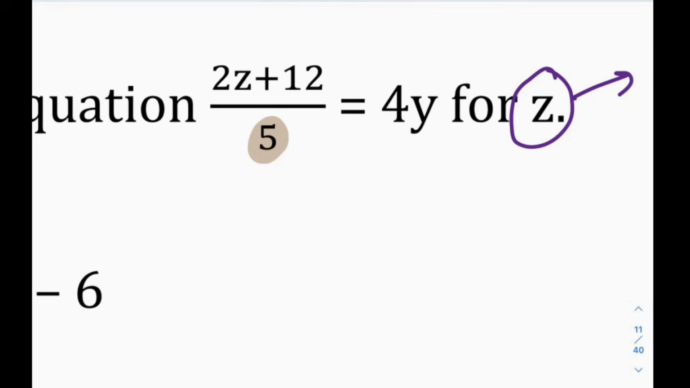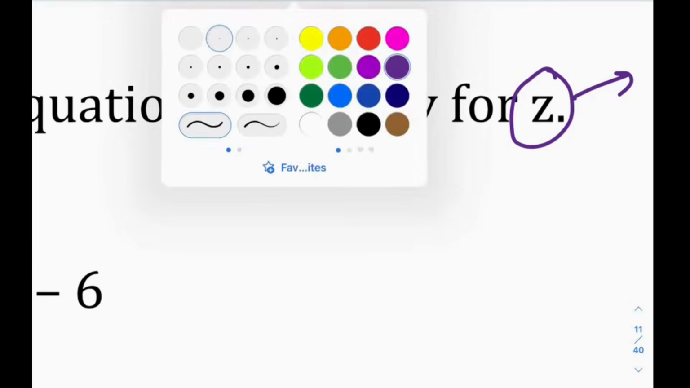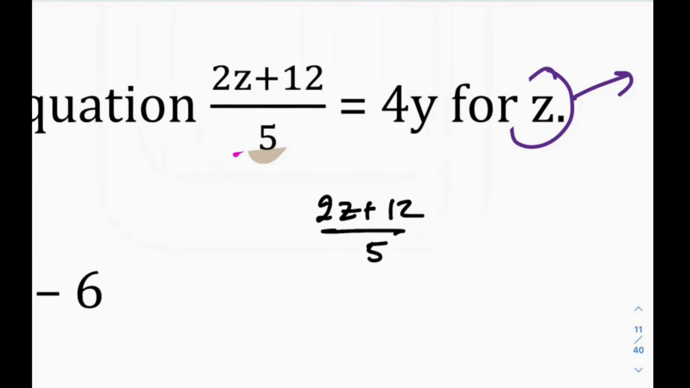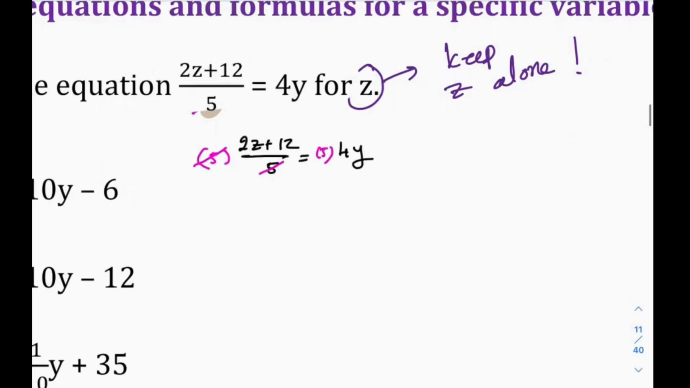How can we get rid of the denominator? By multiplying by it. Multiplying here by 5 so that we cancel, and here by 5. I'll put it in a better way. Let's write the question again. This is the question. So I will multiply this side by 5 and this side by 5. Now we end up with cancellation of the 5. And this will be 2z plus 12 equals 20y.